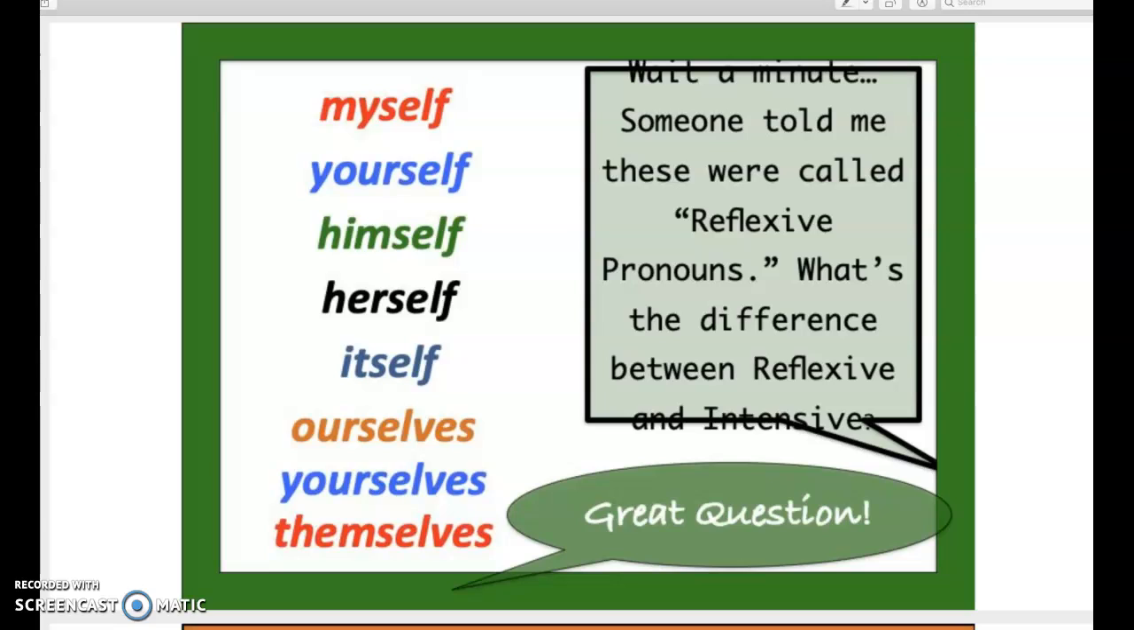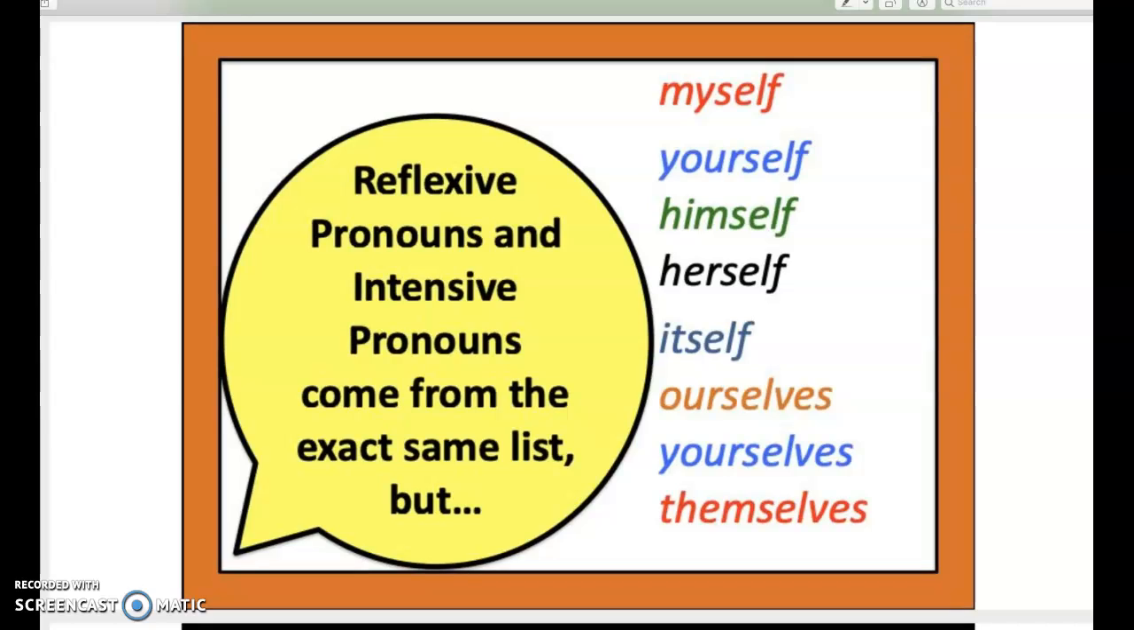Yesterday, we started talking about reflexive pronouns and intensive pronouns. The list of reflexive and intensive pronouns is exactly the same list. So right here on the screen, we have myself, yourself, himself, herself, itself, ourselves, yourselves, themselves. All of these are examples of intensive pronouns and reflexive pronouns. So if the list is exactly the same, how do we know if it's intensive or reflexive? That's our next task to figure out.